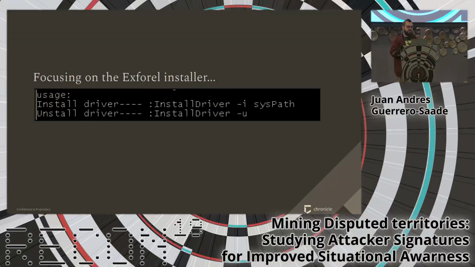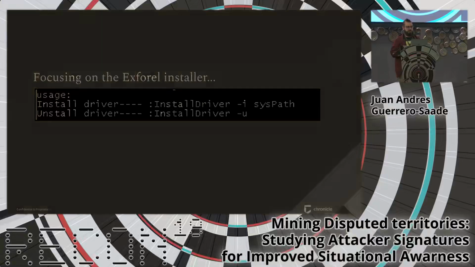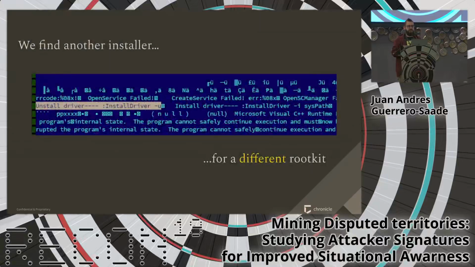So X4L had an installer, and if you pay attention to the strings of the installer, you might see that they allow you to install the driver. They also allow you to uninstall the driver. In threat intel, we love misspellings. They tend to be fairly unique things. So if you write some signatures on these particular strings, we actually find another installer for a different rootkit.